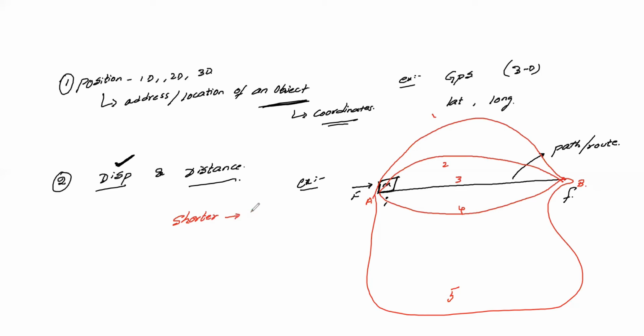3. Yes, ma'am. Which one is longer here? 5. Yes, 5. So the shortest path between the points A and B, we call it displacement. Clear? The shortest path between the points A and B, from the initial point to the final point, we call it displacement.